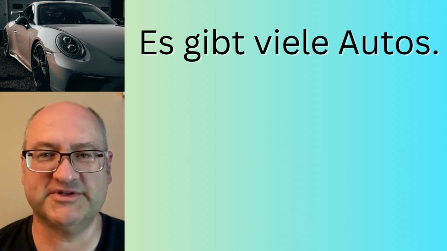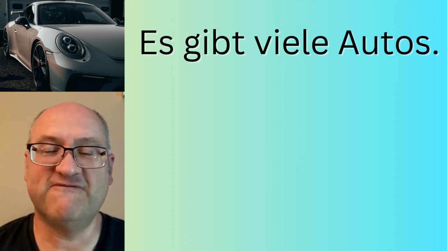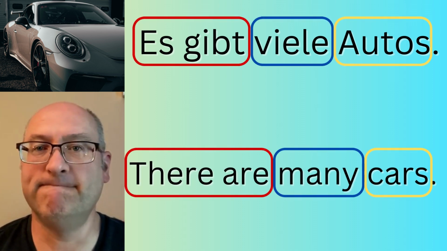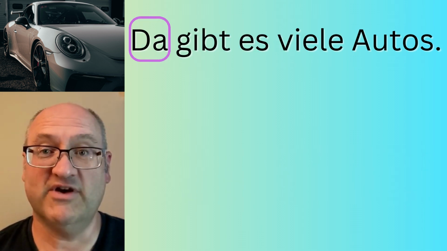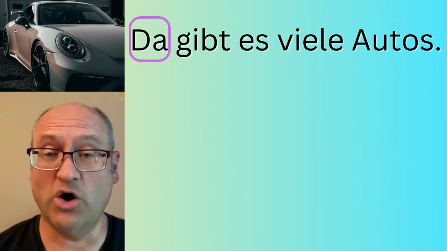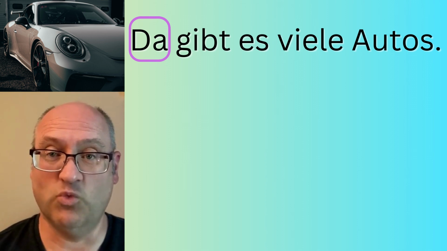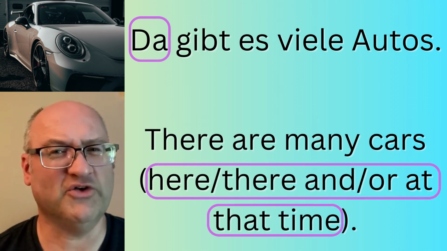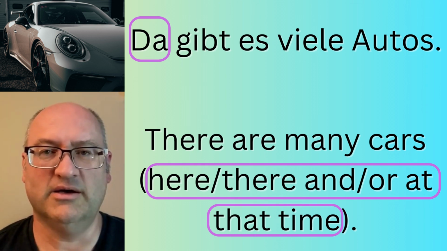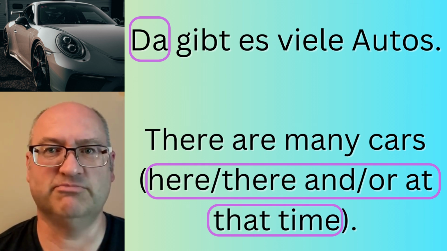Let's look at a couple of sentences that are very similar to see what the word da contributes to the meaning. So here's the most simple sentence. Es gibt viele Autos. There are many cars. If I add the little word da to that, if I say da gibt es viele Autos, the little word da means as much as there, but it can also mean then. It can actually mean both of those bunched together.